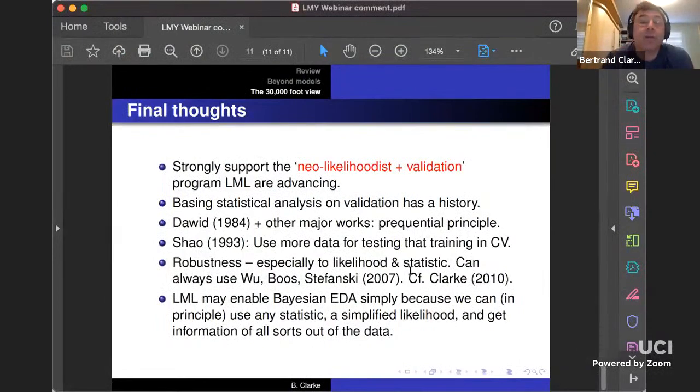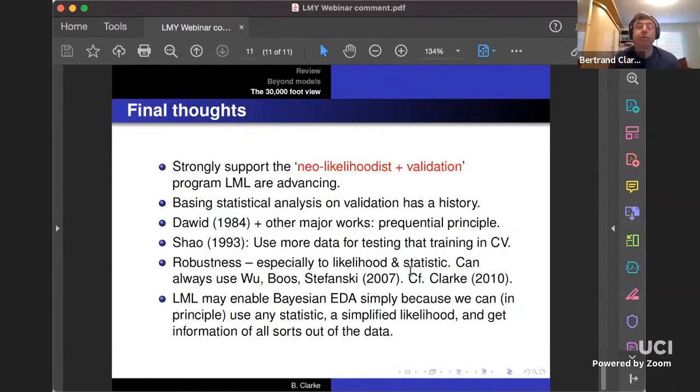Yes, so I strongly support their neo-likelihoodist plus validation program. And I want to say just a little bit more about the validation. Emphasizing validation has a long history. I'll just mention a few. David, 1984, plus various of his other major works. The frequential principle is, in a sense, a key validation concept. Shao observed that you should use more data for testing than training in cross-validation. And that too is essentially a validation concern. From the robustness standpoint, which can also be regarded as a sort of validation, there are techniques from Wu, Booz, and Stefanski, where you add normal noise to your data and see how that affects downstream inference.